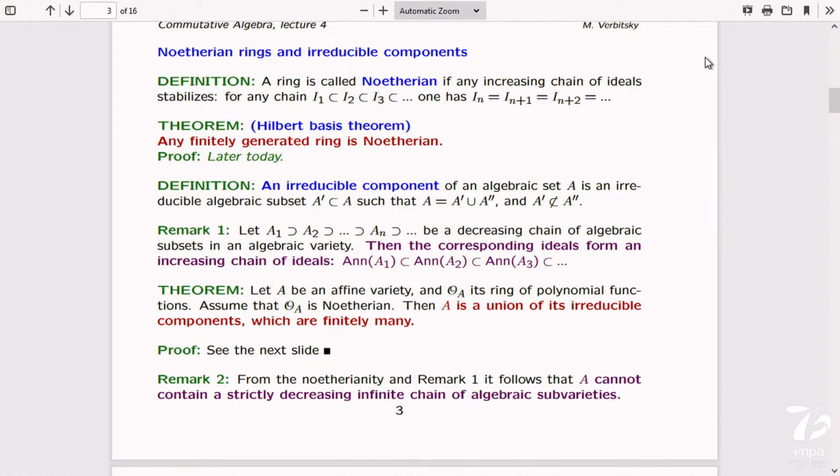Okay, so let me start with the definition. There are several equivalent definitions of Noetherian rings, and I will give the most basic. So definition: suppose R is a ring, and I0, I1, I2 is a chain of ideals.